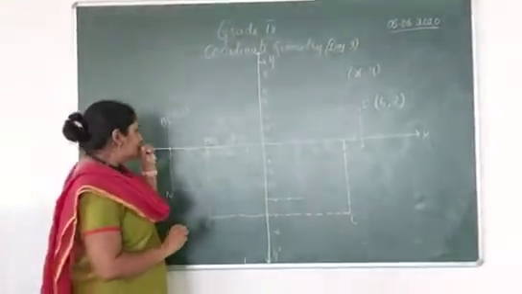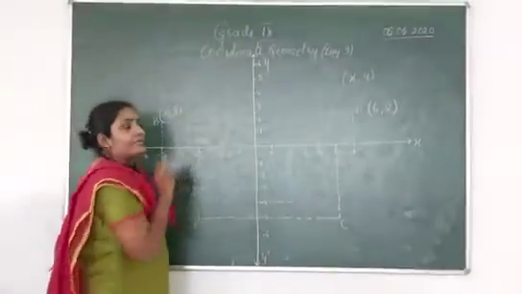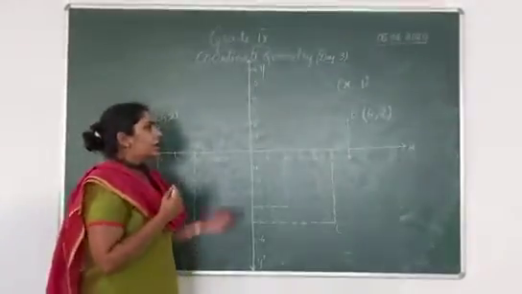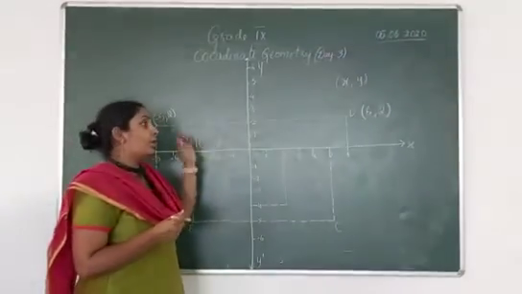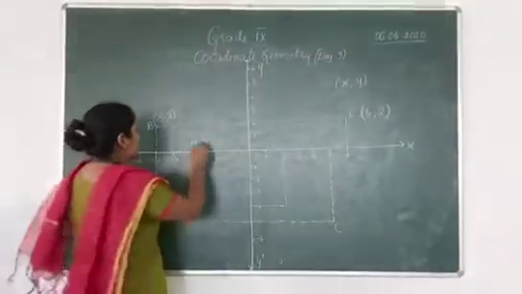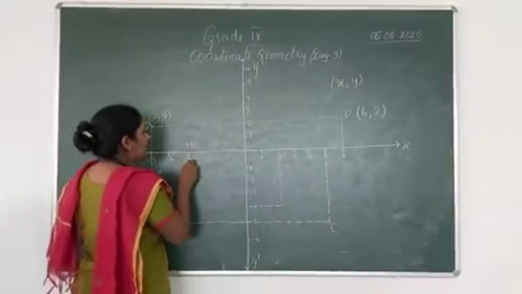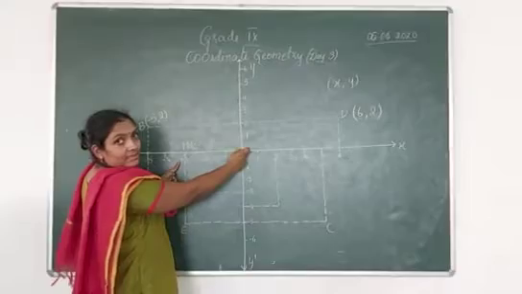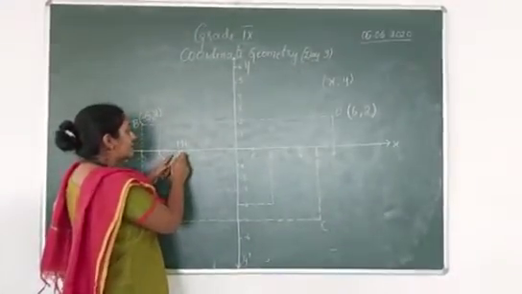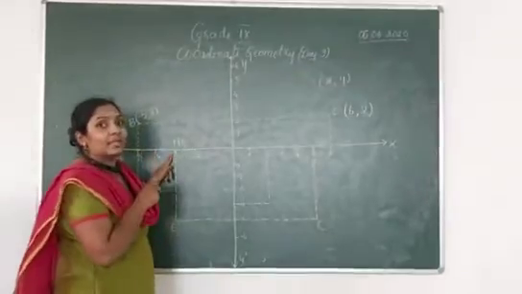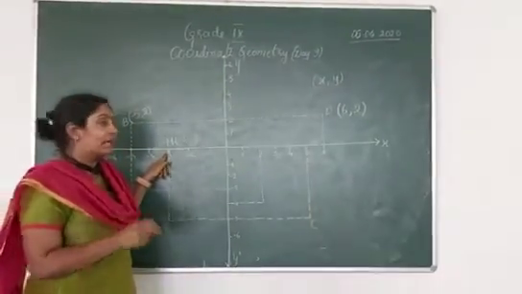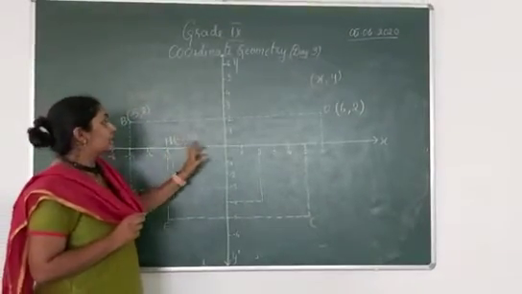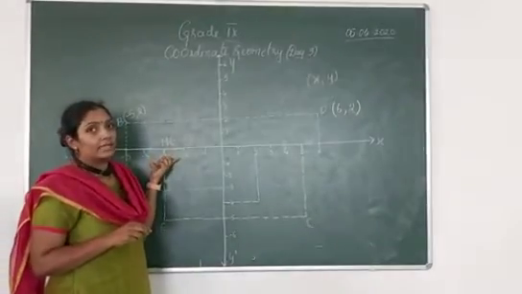Now coming to the third point, M. M is a point which is on the x-axis. For a point on the x-axis, the x-coordinate will be minus 3, which is nothing but the distance from the y-axis. And what is the distance of this point from the x-axis? It is 0, because it is on the x-axis. So 0 will be the y-coordinate for this point lying on the x-axis.